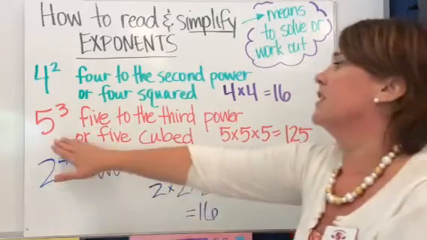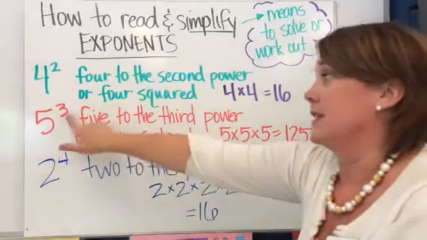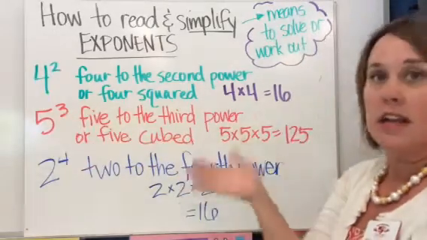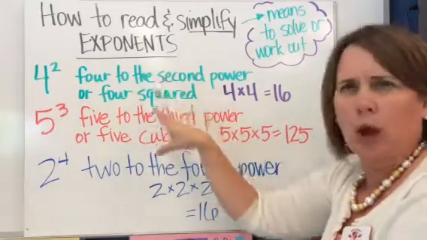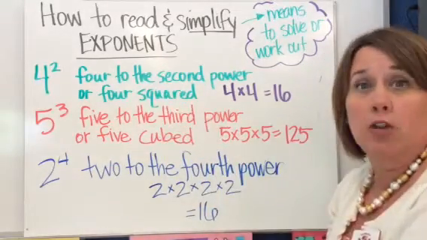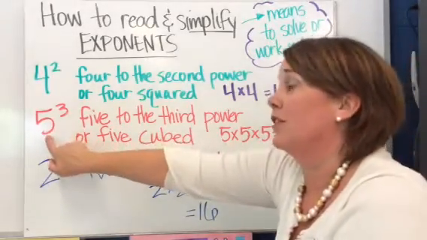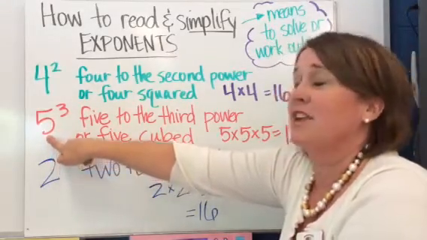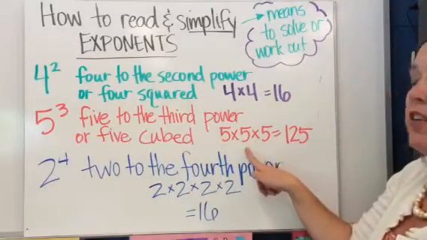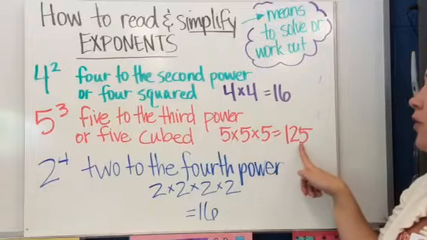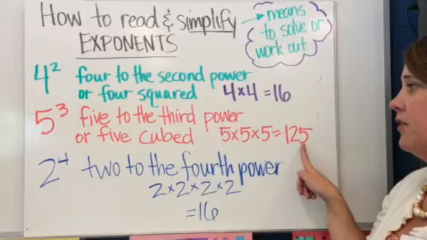and 4 times 4 equals 16. I read this one 5 to the third power, or since it's got a 3 as an exponent, it has a special name also, 5 cubed. We'll talk about why they have special names when we talk about geometry. 5 cubed means that I'm going to use this base 5 as a factor 3 times. So I'm going to do 5 times 5 times 5. So 5 cubed, or 5 to the third power, equals 125.